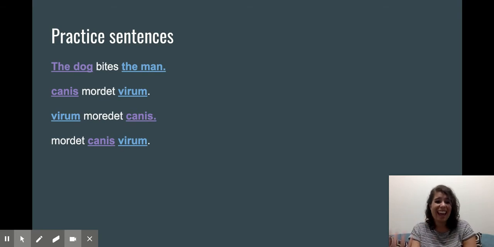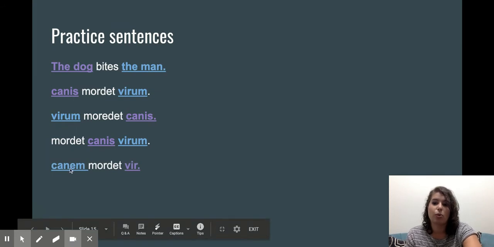Word order can affect emphasis in a sentence. Like if I really want to emphasize the direct object, like the dog bites the man, like he's not biting a girl or a boy, he's biting a man, then I might put the direct object at the beginning. If I want to change the meaning, though, if I want to change the sentence to the man bites the dog, I have to change the endings of those nouns.